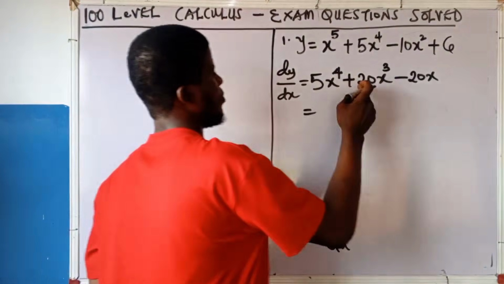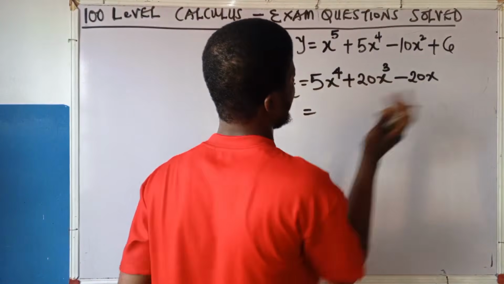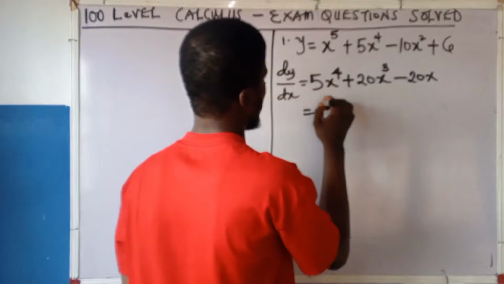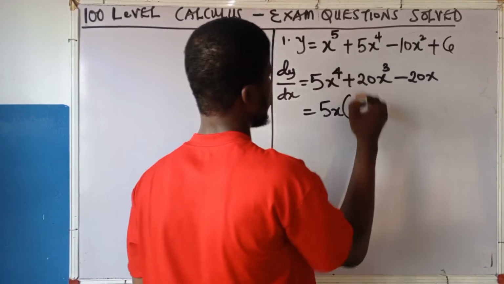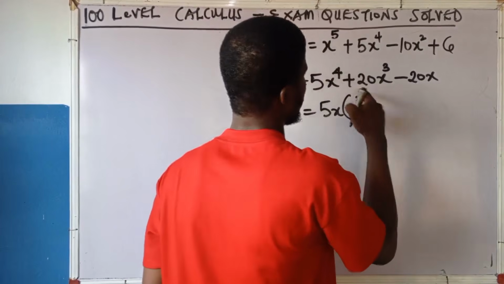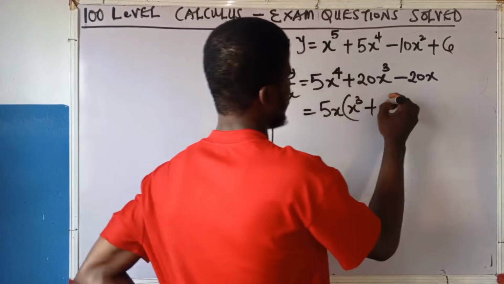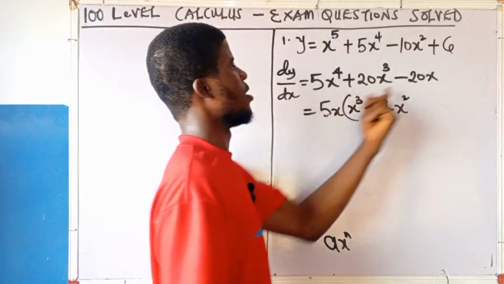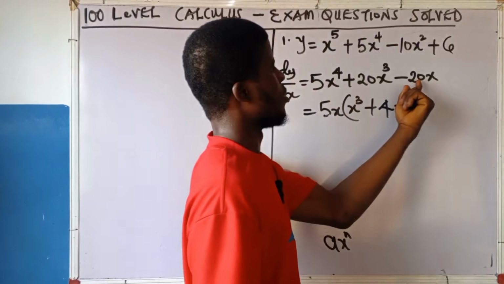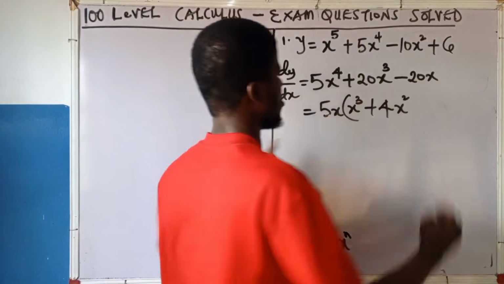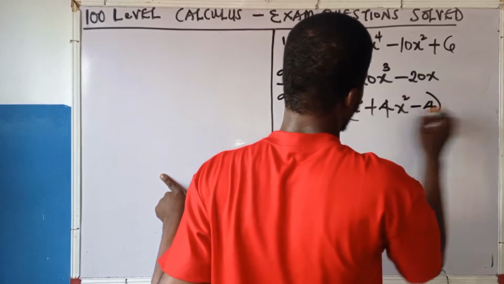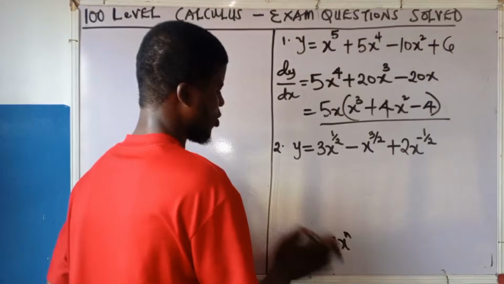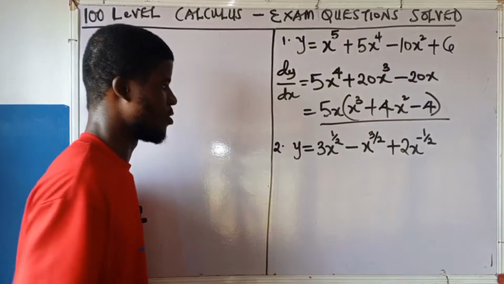But I can factor out 5. Actually, I can factor out 5x. So I'll get 5x into x cubed plus 20 divided by 5 is 4. That's 4x squared because 1x is outside. Then what's left here? 20x divided by 5x will give me 4. So this is also correct. The principle remains the same. Let's solve this second question.